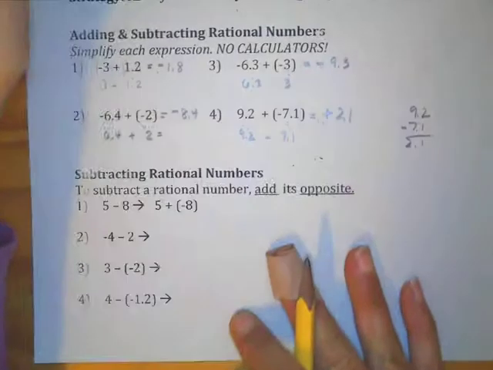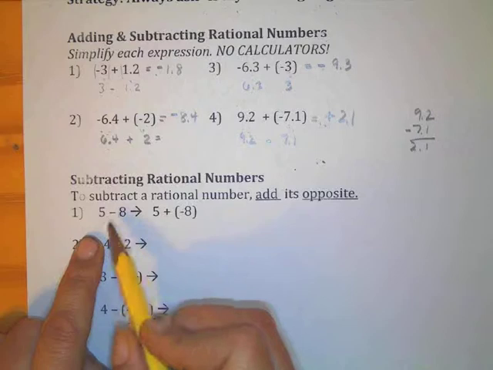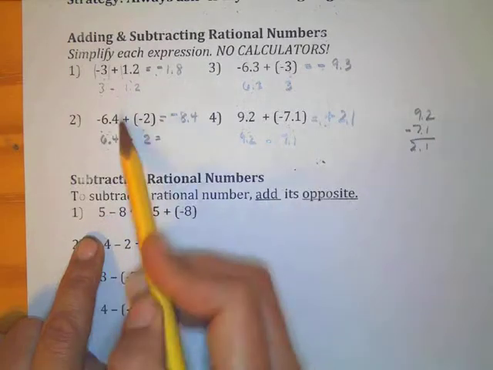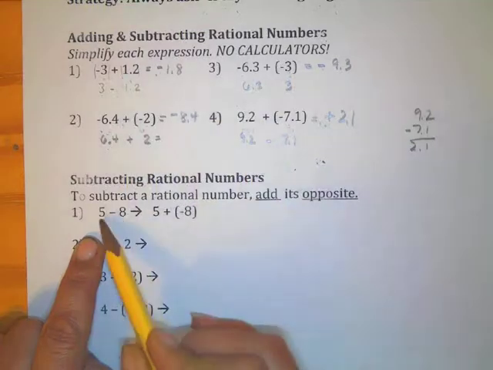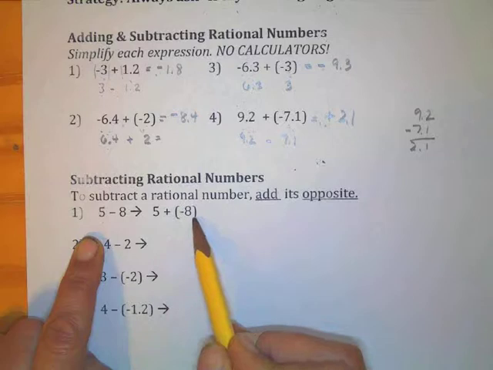Now, those were all addition problems, but remember sometimes when you're subtracting, you can think about subtracting as adding its opposite. So, because we know how to do all the addition problems up above, 5 minus 8 is the same as 5 and negative 8.